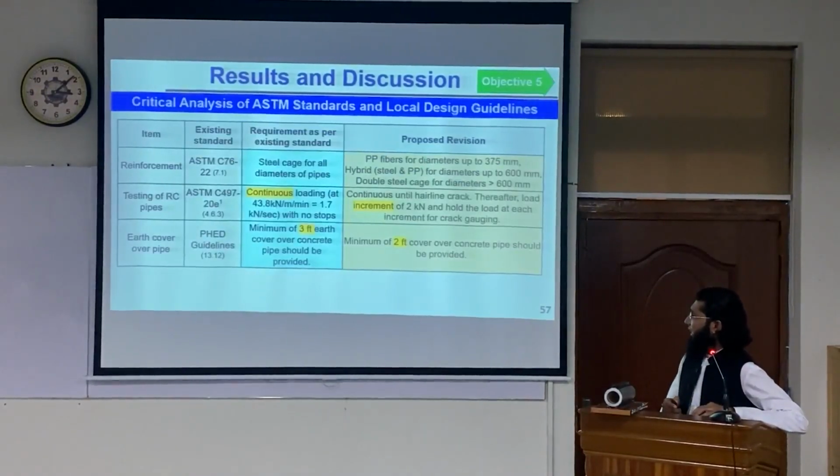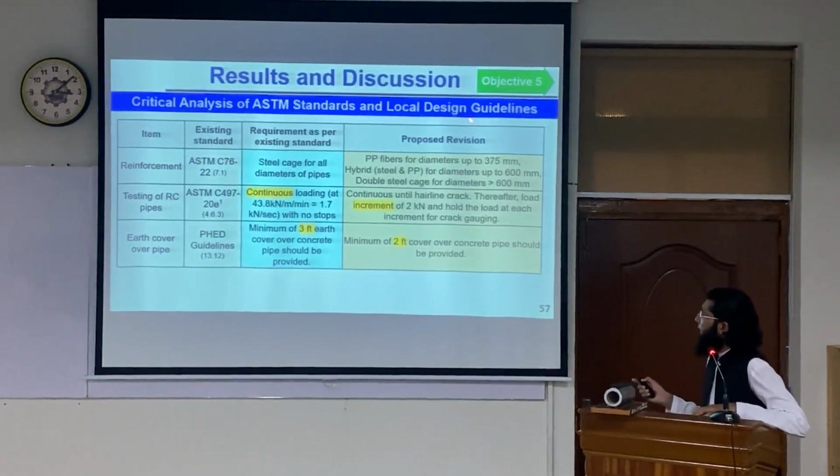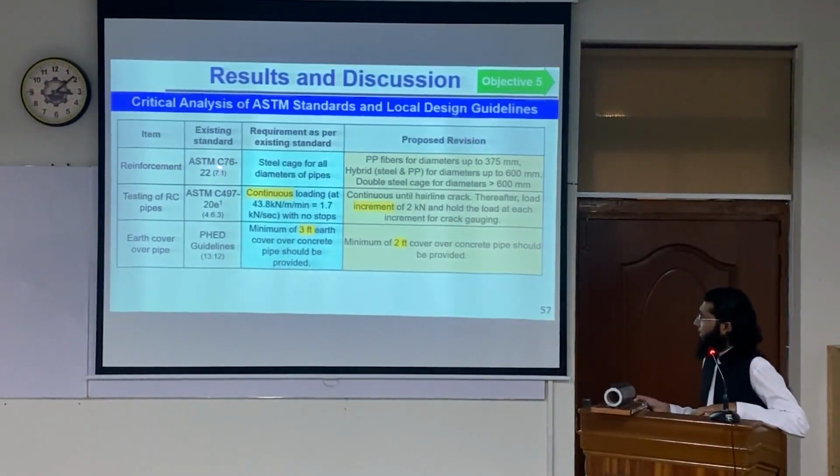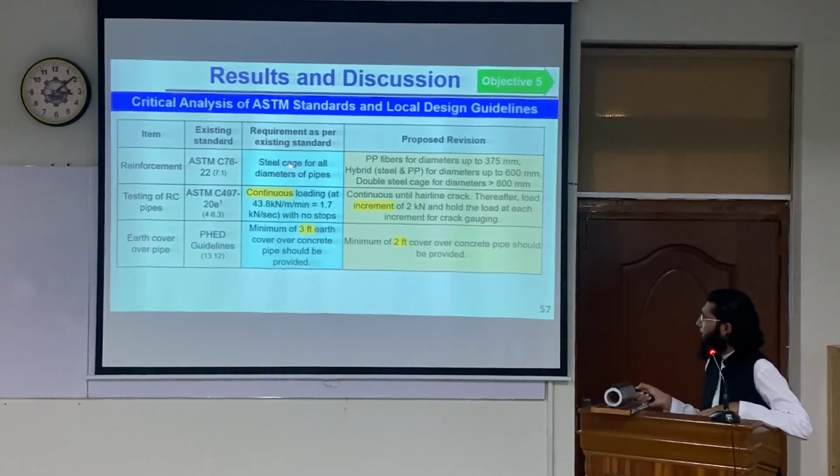Just a quick critical analysis of the ASTM standards and local design guidelines. ASTM C76 right now says steel cage for all diameters of pipes. I would suggest the PP fibers may be used up to 375 millimeter, hybrid up to 600 millimeter. In larger pipes, yes, we can go with the steel cages.